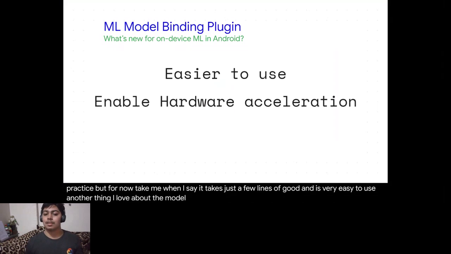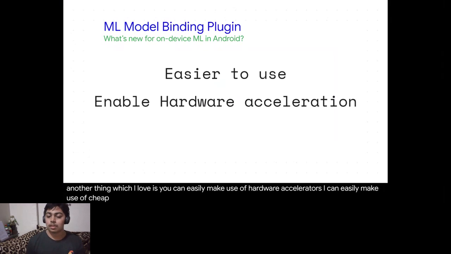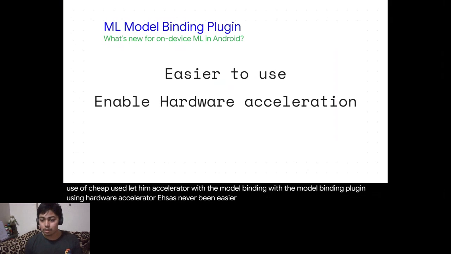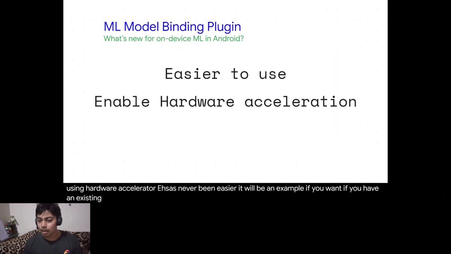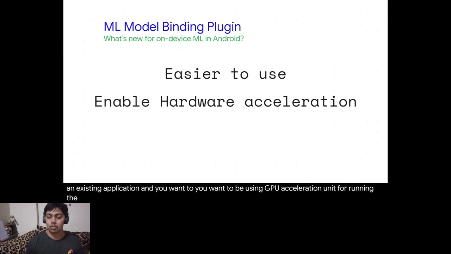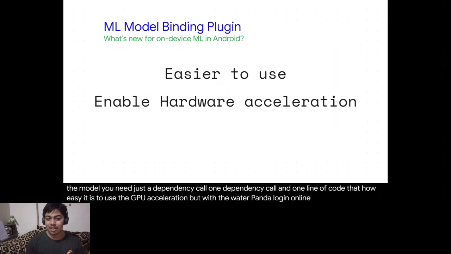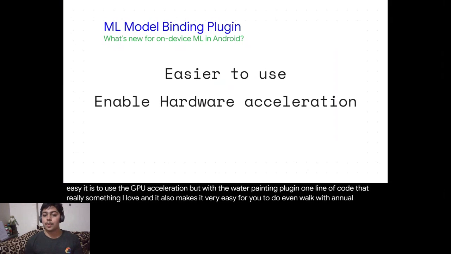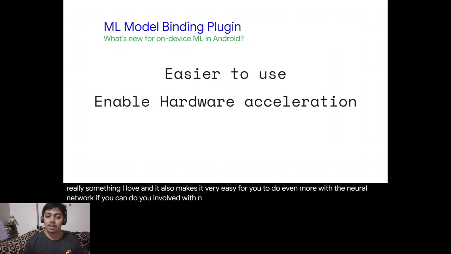Another thing which I love about the model binding plugin is that you can easily make use of hardware accelerators. I can easily make use of GPUs, let's say a GPU accelerator, with the model binding plugin. Using hardware accelerators has never been easier. Let me give you an example. If you have an existing application and you want to use GPU acceleration in it for running the model, you need just one dependency call and one line of code. That's how easy it is to use GPU acceleration with the model binding plugin. Just one line of code. That's really something I love. It also makes it very easy for you to do even more with the neural network API and the model binding plugin.